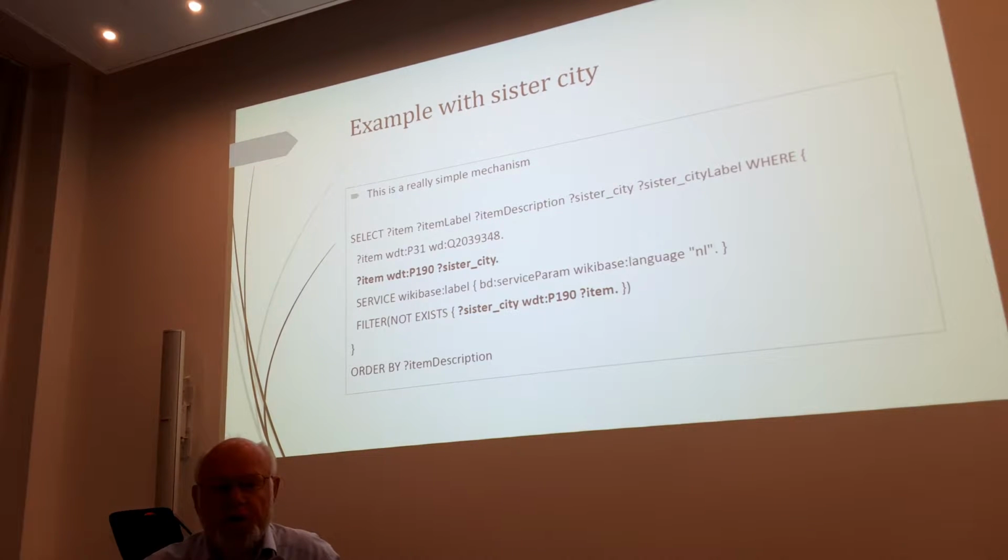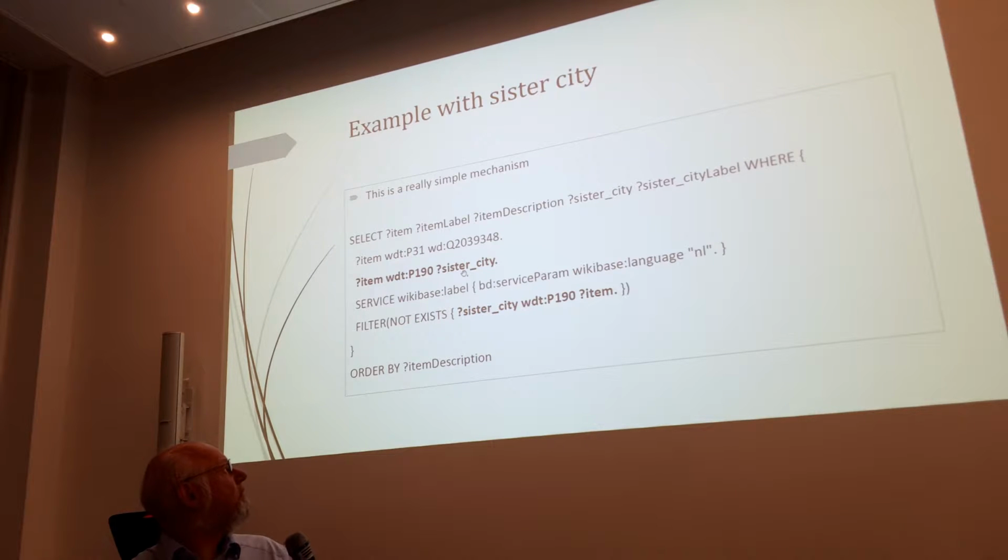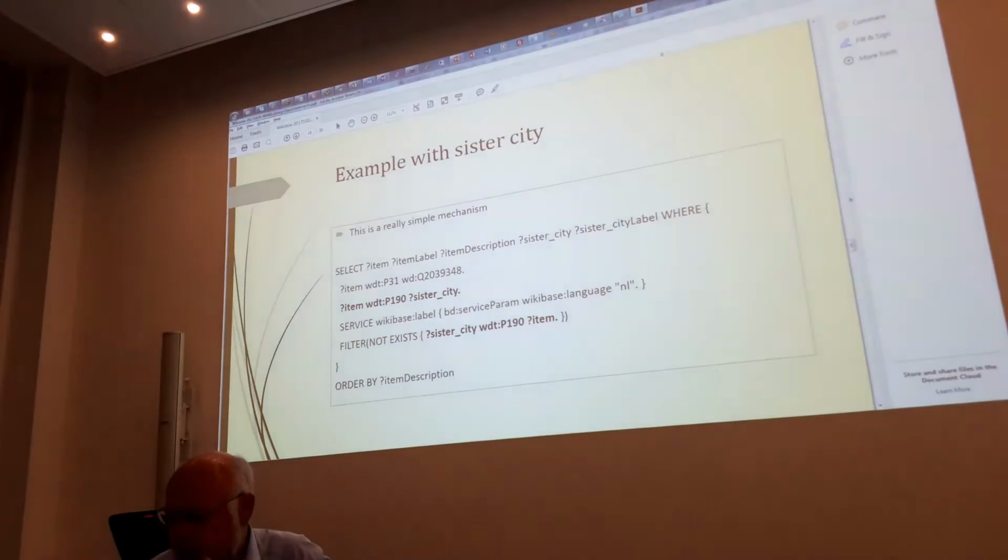Okay. I will immediately start with an example. For example, the sister cities. Here we search for a Belgium city which has a sister city. Okay, so this is the sister city. And then for the sister city, we are looking for the sister city that doesn't refer back to the Belgium city. Okay, so then automatically we can create the sister city using QuickStatements.